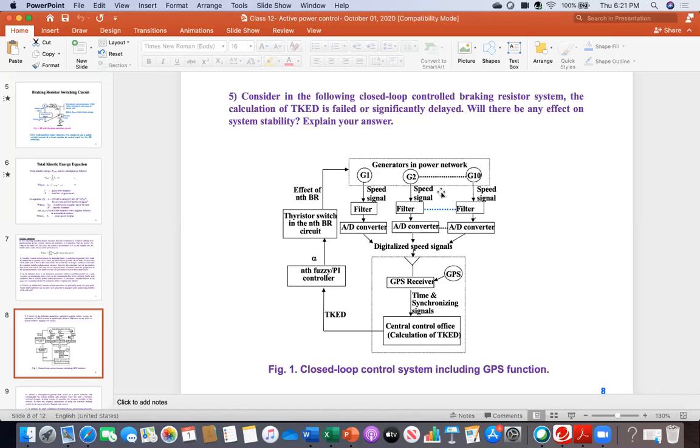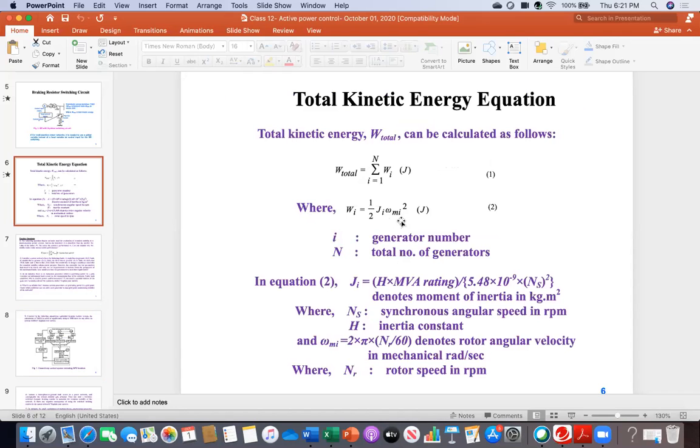This is that process. Everybody see, there are 10 generators like G1, G2, G3. I'm assuming this is the power meter. And to calculate TKED, what do you need? Looking at this equation, you need Ji omega m square. Ji is the moment of inertia that comes from this equation and is fixed. Every generator has its particular rating and a defined prescribed H value. So this factor is constant. The only variable is omega m, your angular velocity in radians per second.